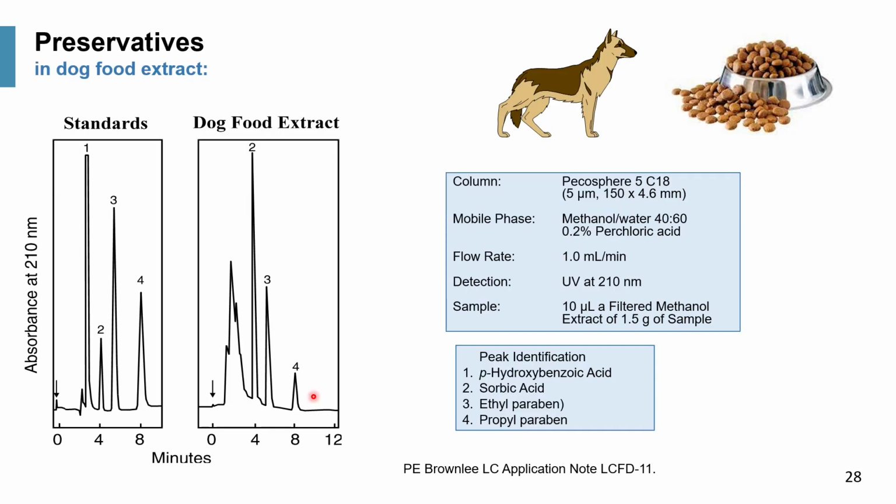The application of preservatives in dog food extract is shown here. Some of the pretty common preservatives are ethyl paraben, propylparaben, sorbic acid, also hydroxybenzoic acids.